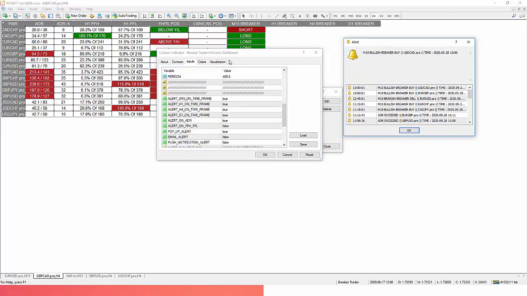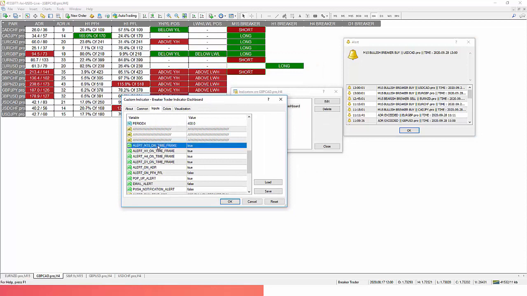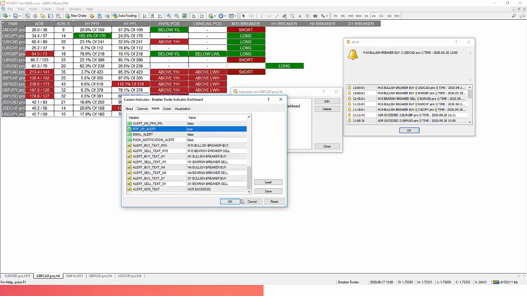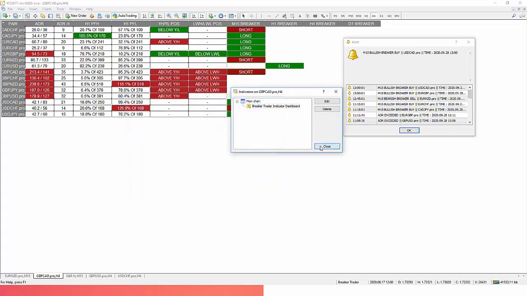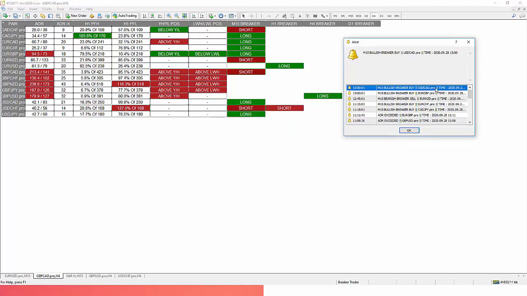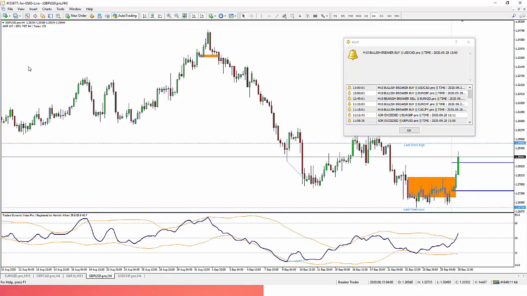We can set alerts individually to happen on breakers on M15, H1, H4 and daily. We can also have ADR alerts on. We can have peak formation high and peak formation low alerts, and we can choose whether they're pop-ups, emails or push. We can also change the text of them if we want to as well. There's an M15 on US dollar CAD just gone off there, and Euro pound. So let's go and have a quick look at those.